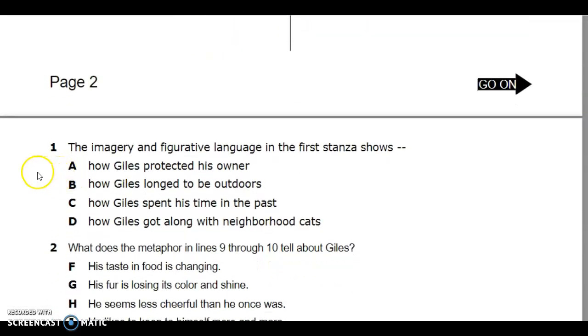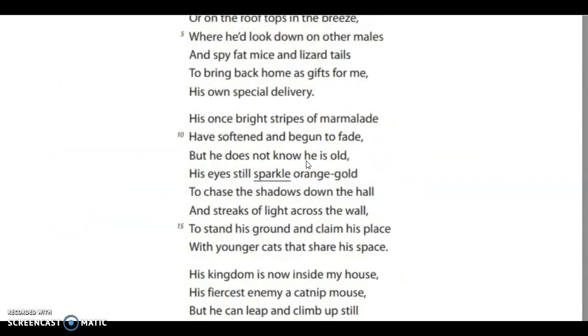So let's go to question number 1. The imagery and figurative language in stanza 1 shows. So remember, imagery allows you to create that mental image using your 5 senses. So what are they describing to you? What does it make you imagine? A, how Giles protected his owner. So let's go back to stanza 1.